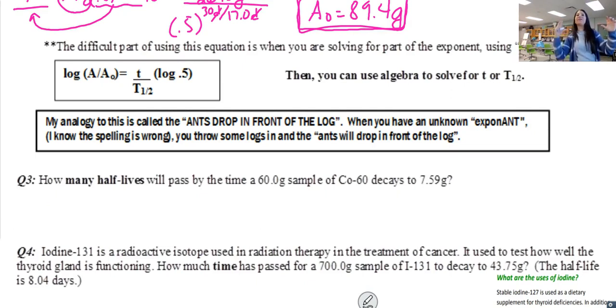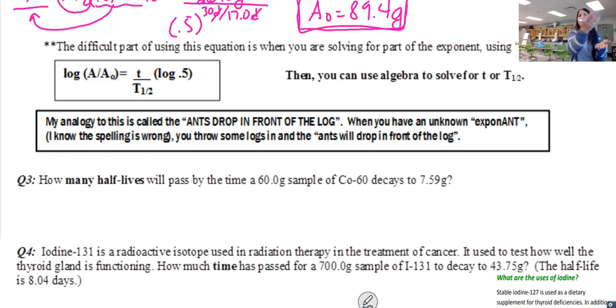exponent drops in front of the log, okay? So you take the ant and you drop it in front of the log. And so then what you can do is, once it's in front of the log, you use your log key. But remember, in algebra, what you do to one side, you must do to the other side. So if you're going to take the log of one side, you have to take the log of the other side. And so remember, all log is base 10, okay?